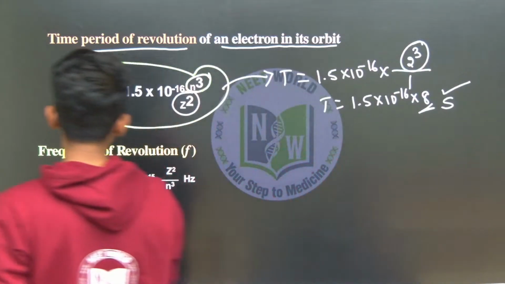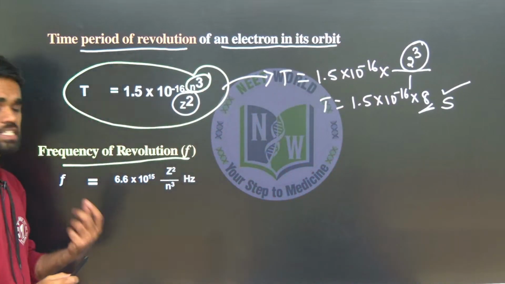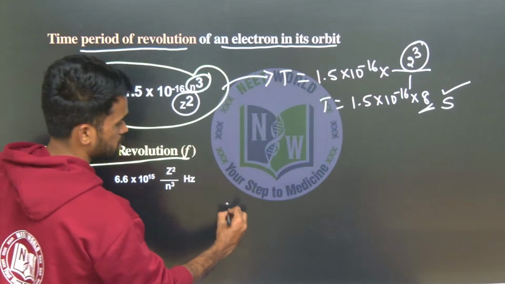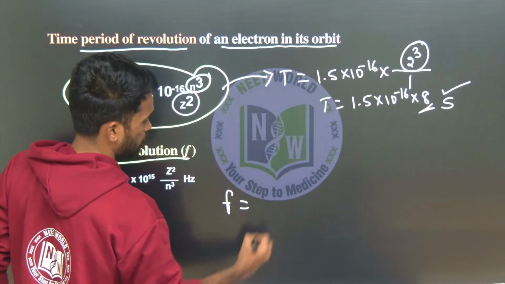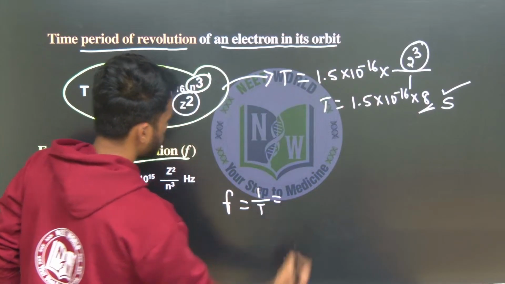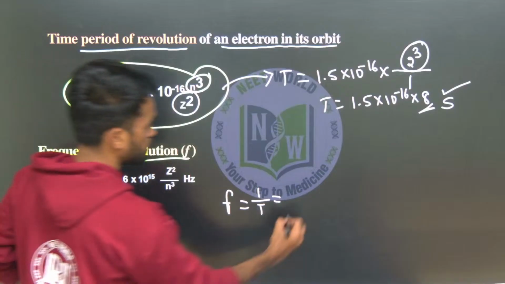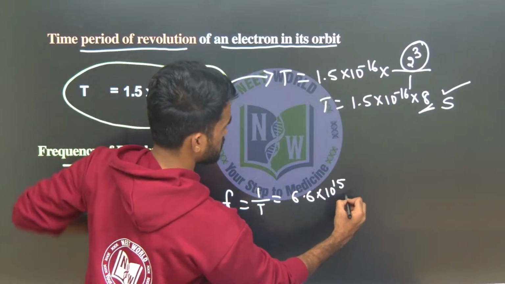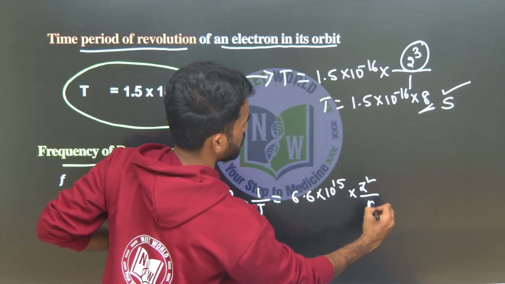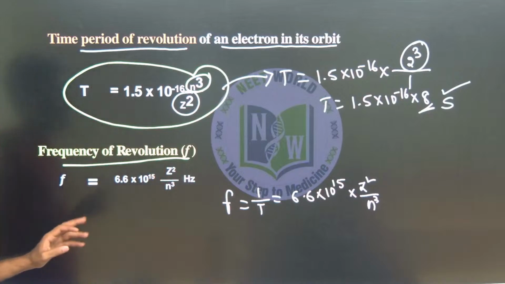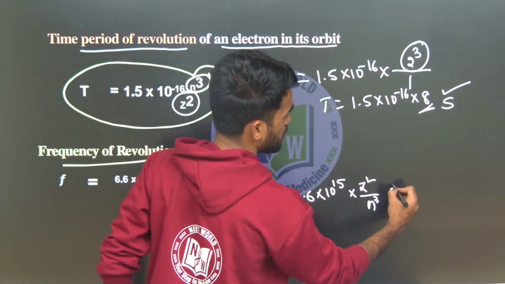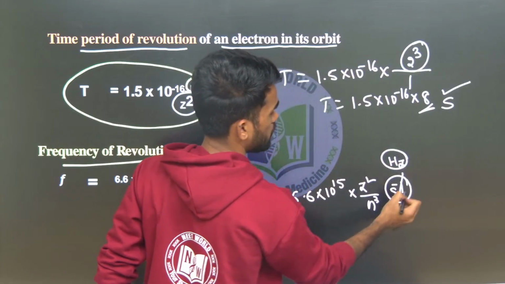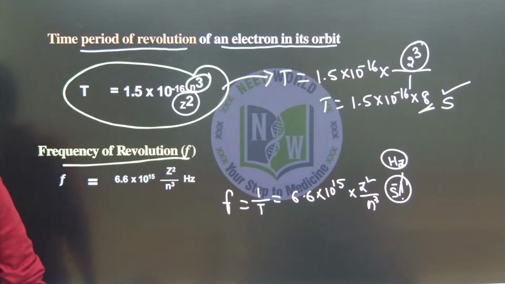Okay, similarly, the frequency of revolution. What is this frequency of revolution? That is nothing but the inverse of our time period. So you just write f, the frequency of revolution, is equal to 1 by T. By simplifying this, you can get 6.6 into 10 power 15, Z square by n cube, Z square by n cube. Here I can write second inverse. Second inverse can also be written as hertz. So you can indicate second inverse or hertz for the same thing.